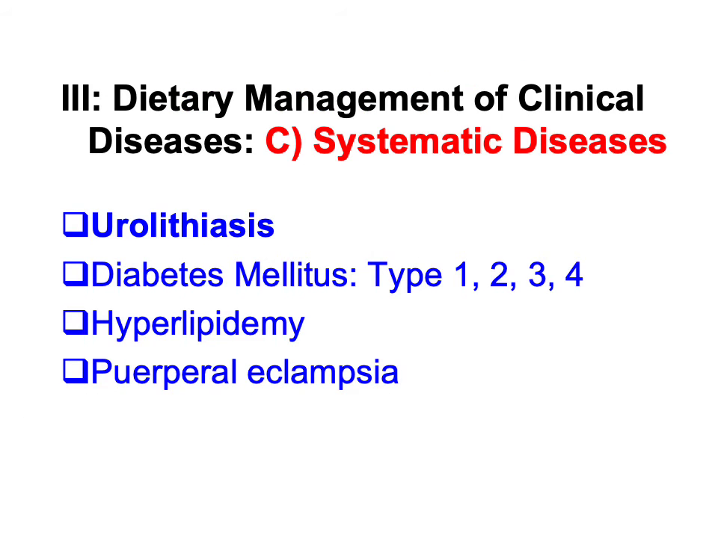Now we have arrived at the last section of the dietary management of clinical diseases, namely the systemic diseases of the metabolism, of the endocrine system, etc. Urolithiasis, diabetes, hyperlipidemia, and puerperal eclampsy. In this lecture, we will see urolithiasis in the cat and the dog, and we will continue with the other diseases during the next lecture.